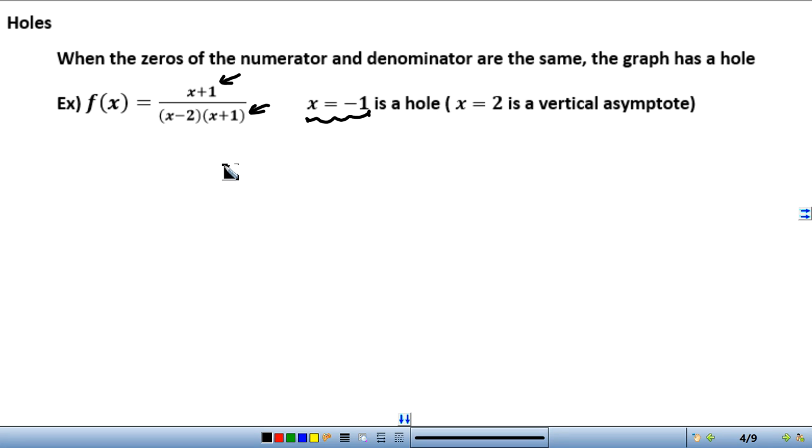Now, if it doesn't cancel out in the bottom, right here I have x minus 2. When I set it equal to 0 and I solve, I get x equals 2. Now that's going to be an asymptote because I don't have a matching one in the top. So that'll give me a vertical asymptote. Basically, the bottom gives me a vertical asymptote.